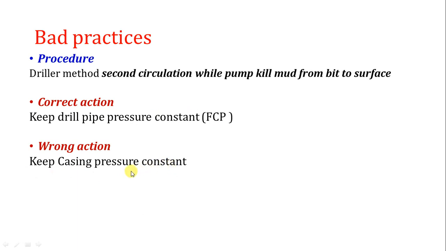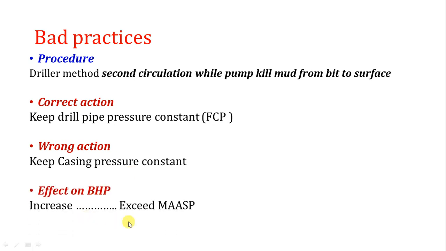The casing pressure, while pumping kill mud from the pit to the surface, decreases. So if you keep it constant, this means you are closing the choke more than required, and at this time you are increasing the bottom hole pressure and it may exceed the max.